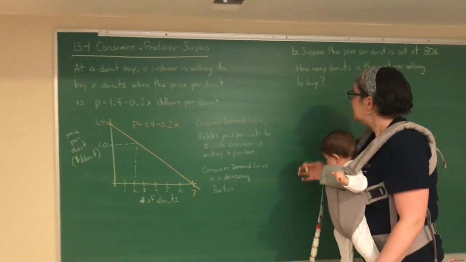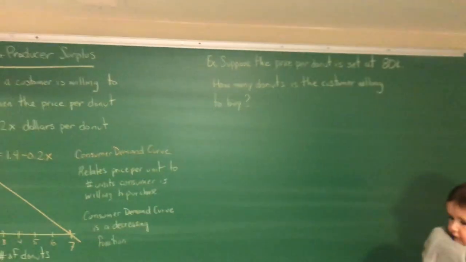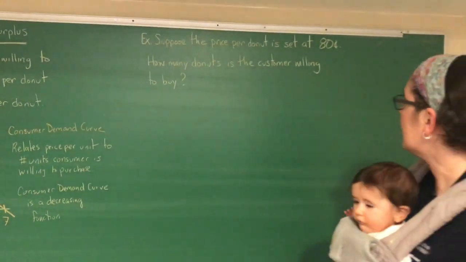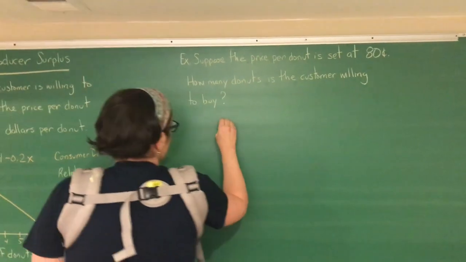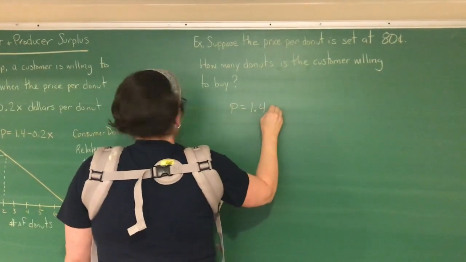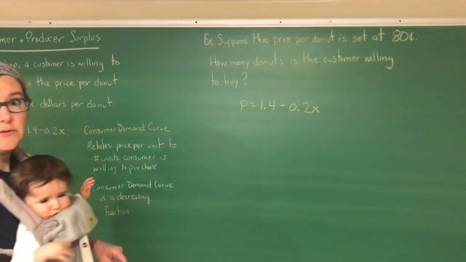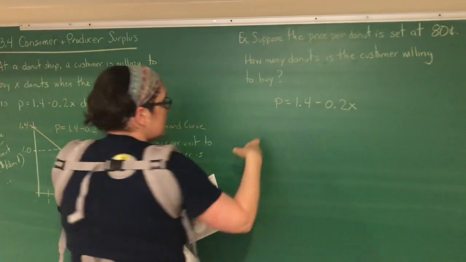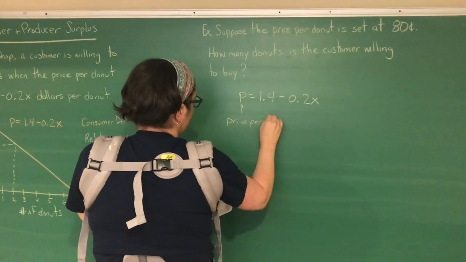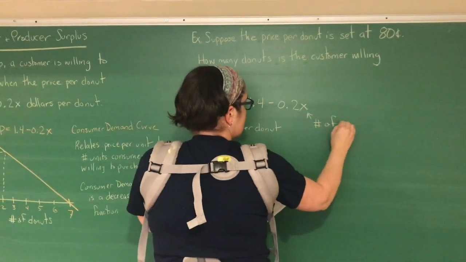Okay, so let's ask a question. Suppose that the price per donut is set at 80 cents. How many donuts is the customer willing to buy? Okay, so we have this information. We know that the price per donut is equal to 1.4 minus 0.2x. P is our price per donut, and X is the number of donuts.